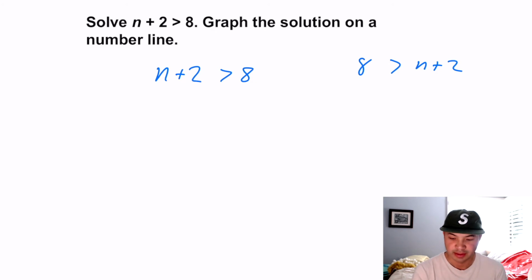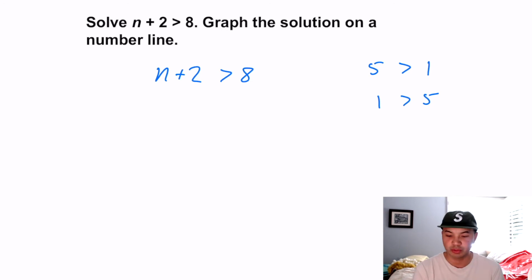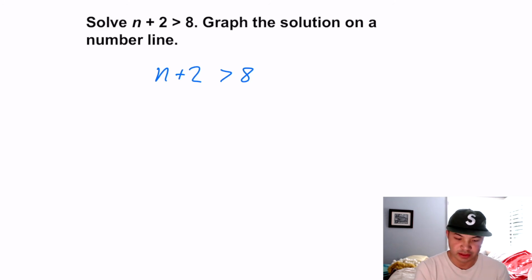If you think about it, if I had 5 is greater than 1, you can't just switch it around and go 1 is greater than 5. The inequality would have to switch around too. 1 is less than 5. So we're not exactly there yet, but I just wanted to mention it in case for some reason you wanted to switch it around. All right, so here your n is being, 2 is being added to n.